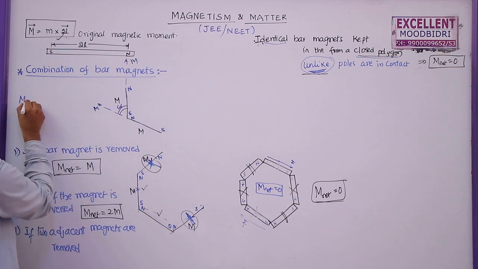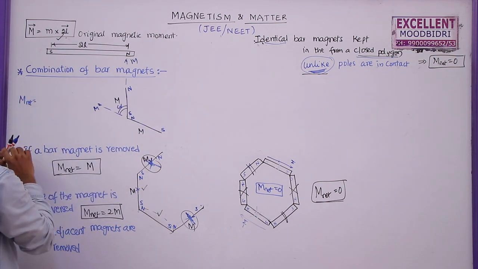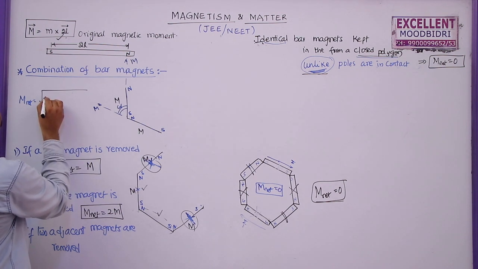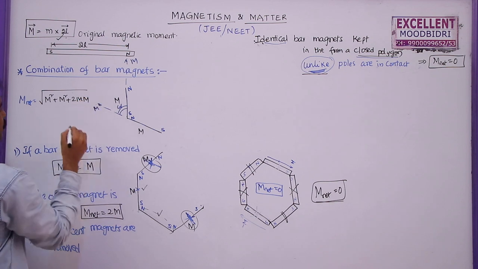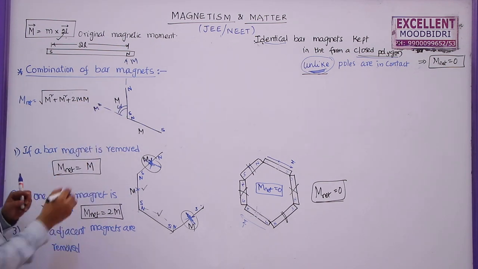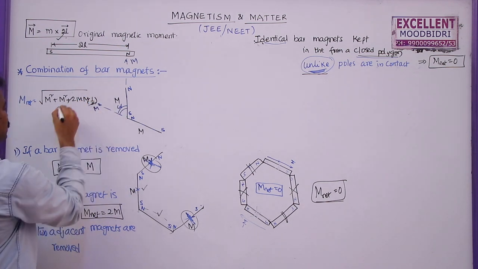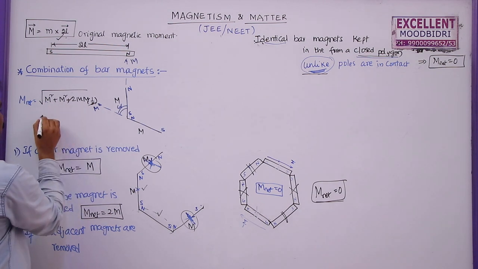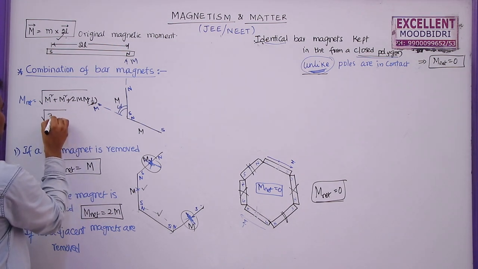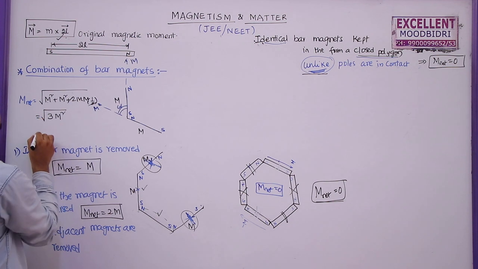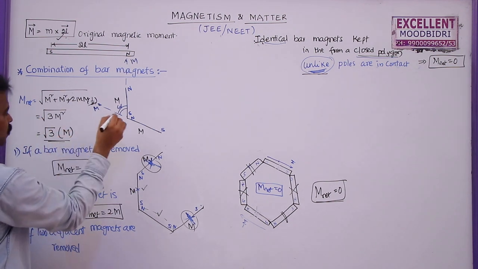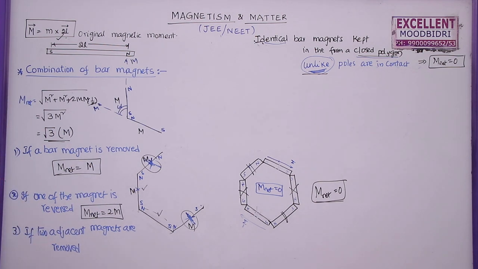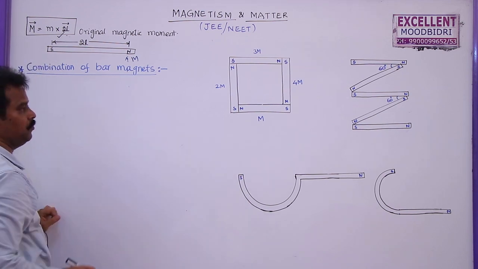So the net magnetic moment is given by root over M squared plus M squared plus 2 M M cos 60, which is equal to 1 by 2 and cancels, so M squared plus M squared plus M squared. So this will be root over 3M squared, which is equal to root 3 times the magnetic moment of each magnet in this combination.